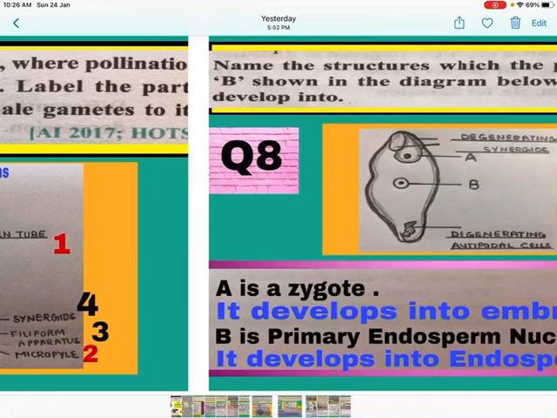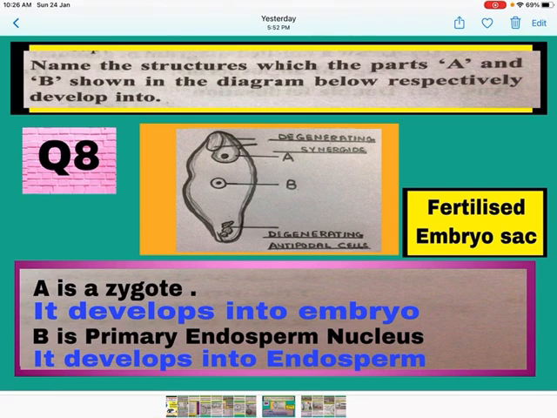Okay, now come to next. Name the structures which the parts A and B shown in the diagram below respectively develop into. This is a diagram of a fertilized embryo sac. See A, what is A? A is a zygote. How is the zygote formed? The zygote is formed by the fusion of one male gamete with the egg cell, and it will develop into the embryo. Now what is B? B is the primary endosperm nucleus. How is it formed? It is formed by fusion of the second male gamete with two polar nuclei of the central cell, and it will develop into the endosperm.